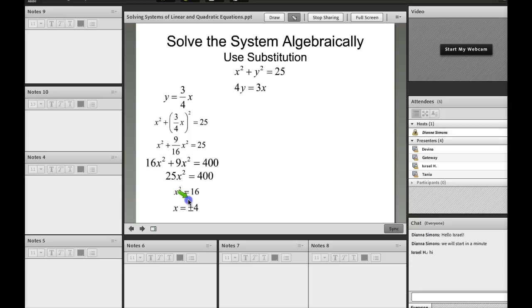And you have x squared is equal to 16. So you guys know the square root of 16 is what? 4. But when you take the square root of something, you always do this plus or minus. All right? It's always the plus or minus. So when it's positive 4, y is 3. And when it's negative 4, y is negative 3.